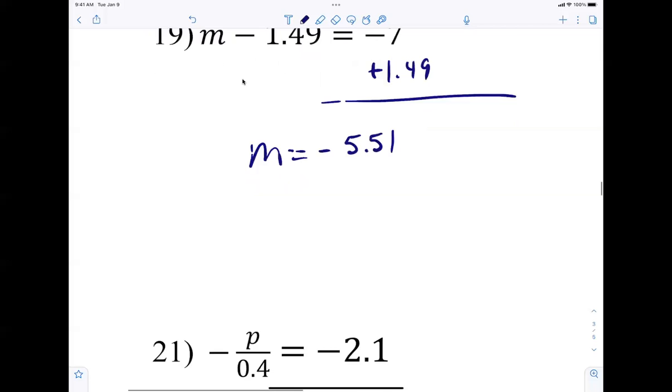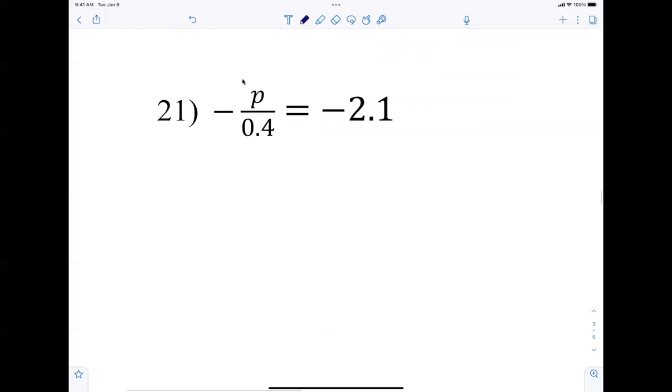All right. Next one, 21. What am I doing? You're multiplying by negative 0.4. Yes, multiplying by negative 0.4. That would be 8 points. Are you sure?